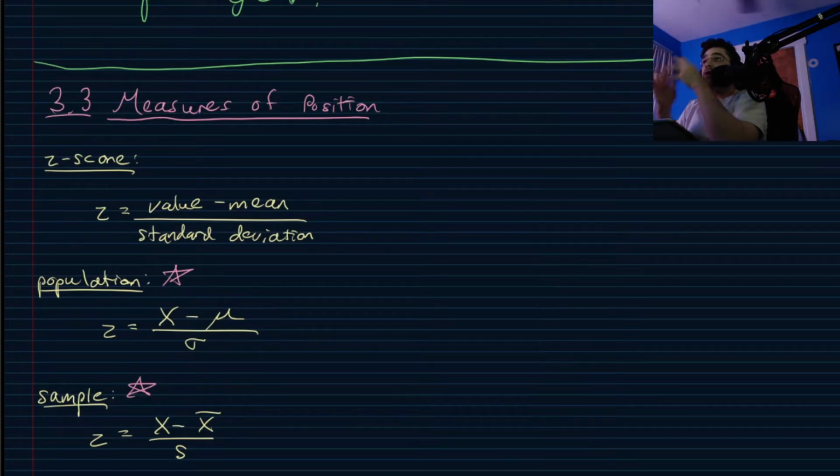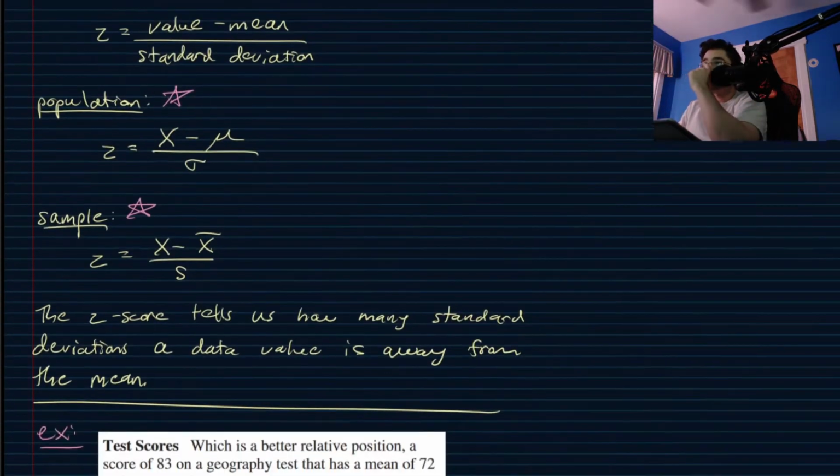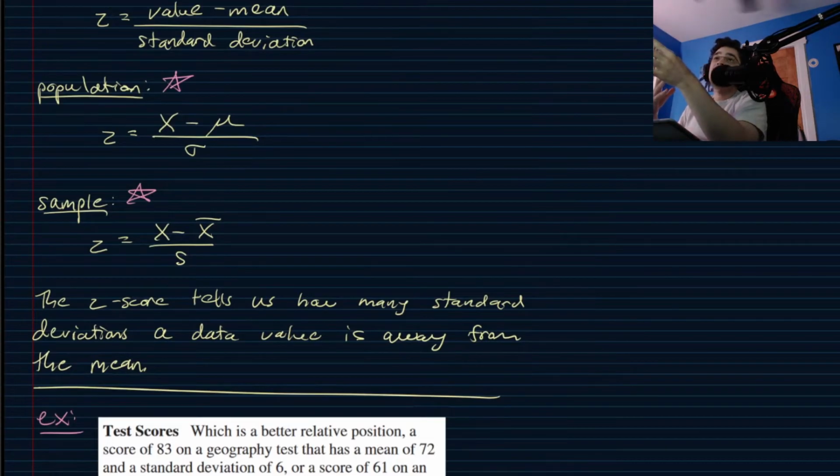Okay, so for measures of position, we've got the z-score. That's a really, really important formula. It's x minus the average, the data value minus the average, all over the standard deviation. It's the same whether it's a population or a sample. And the z-score very conveniently relates everything in standard deviations away from a mean.